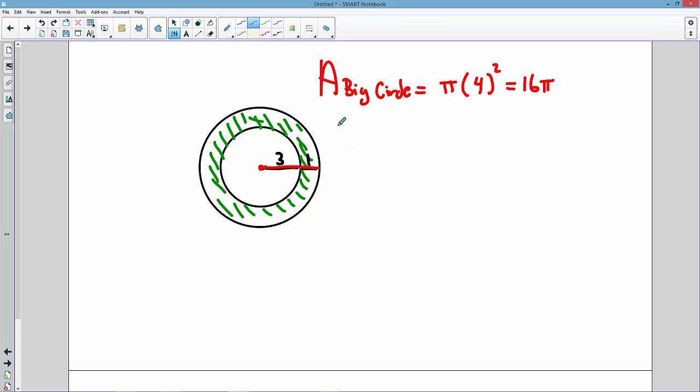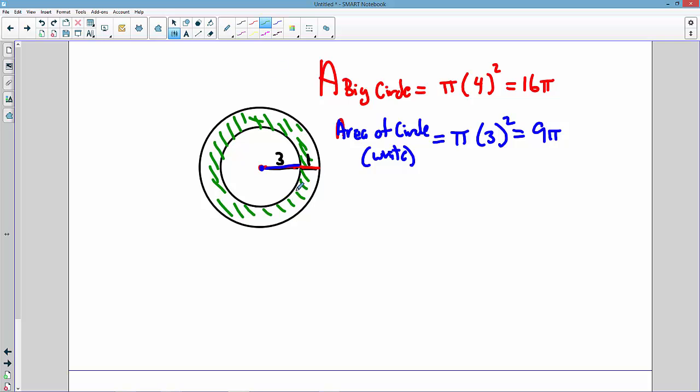Now the area of the little white circle. We'll do a different color here. I can't do white, of course, but this is the white circle, the inner one, the smaller circle, is going to have a radius of only 3. In other words, from here to here is 3. So that's going to be pi 3 squared, which is 9 pi.